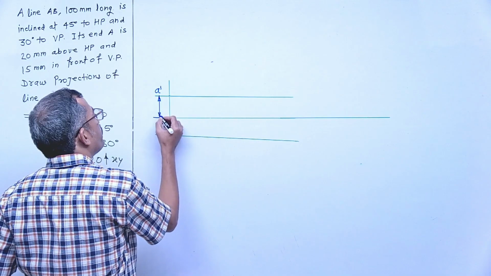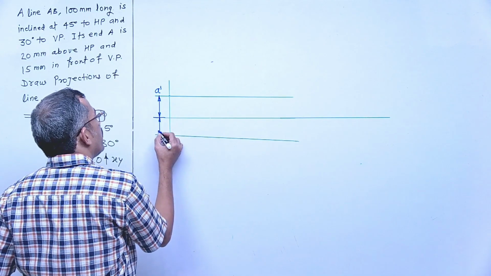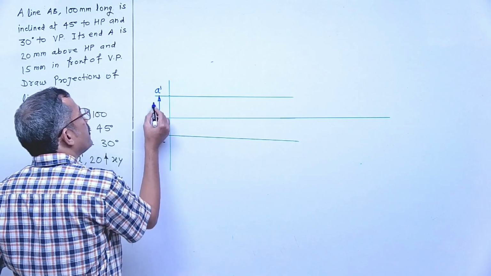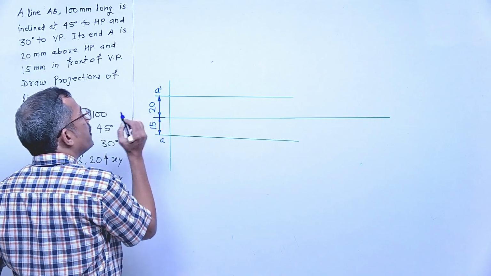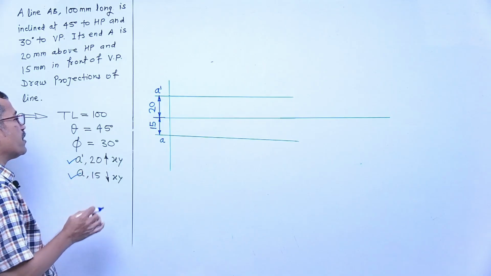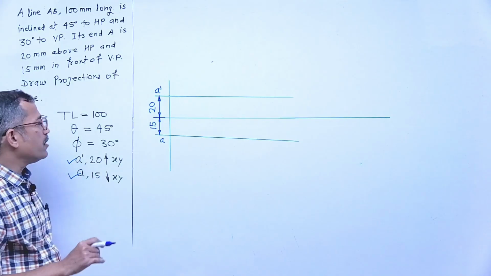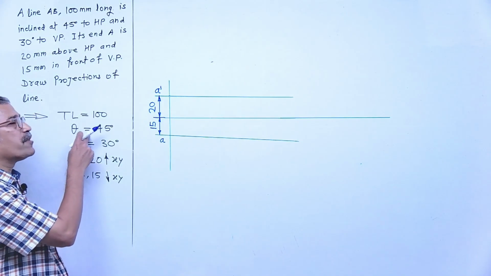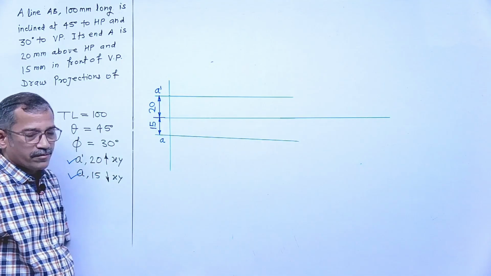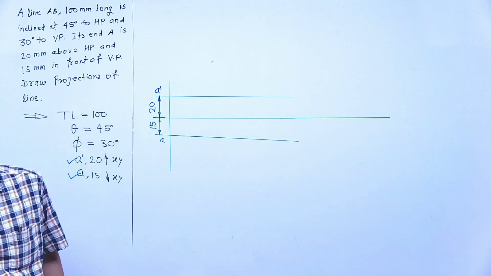This one is 20 mm. Below that, the top view is 15 mm. This one is 15, and this dimension is 20 mm. That means these two data were used. Whenever we solve any problem, we try to represent the given data in the solution. Then the solution becomes easily possible.